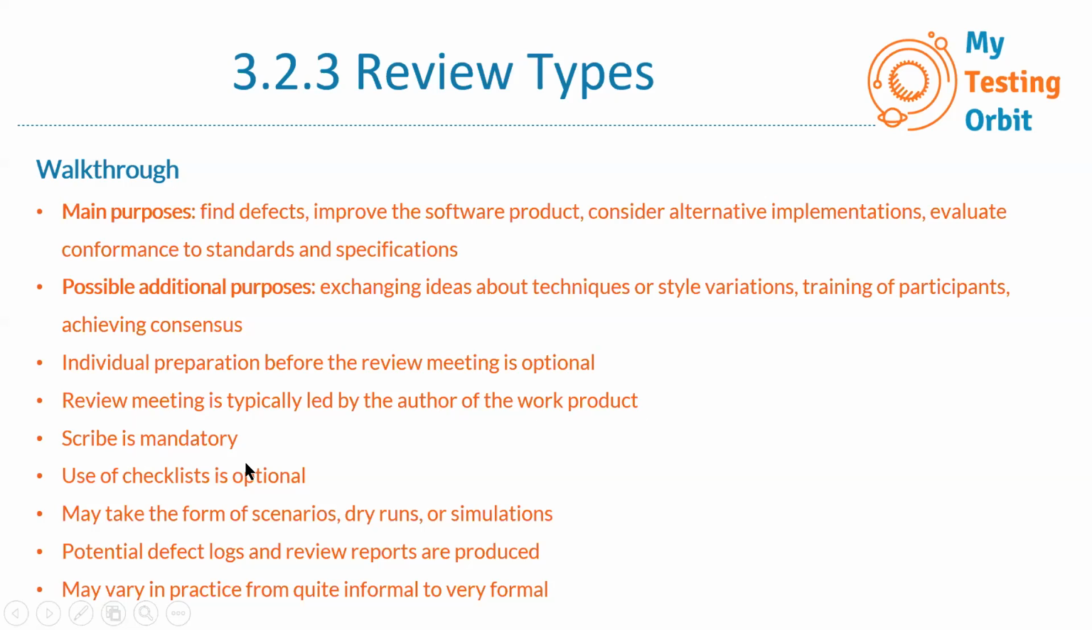A scribe is mandatory because we are having a review meeting, so of course we need someone to note down all the minutes. Use of checklist is optional. Because walkthrough is not a very formal kind of process, it's optional whether we use any kind of checklist or any kind of log forms, etc.